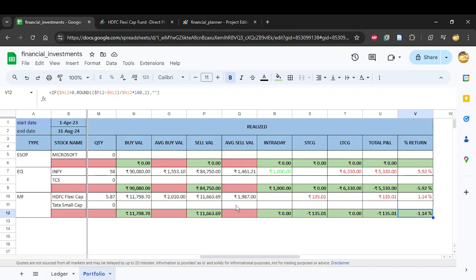Let's say for mutual fund, what is the percentage return for the equity section. It will calculate what is the total profit and loss, and what is the total amount that was invested into this sector.